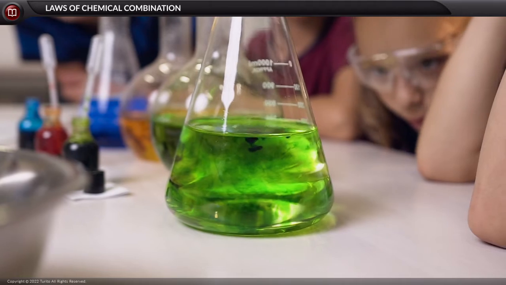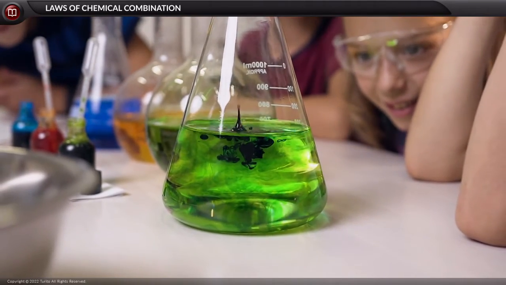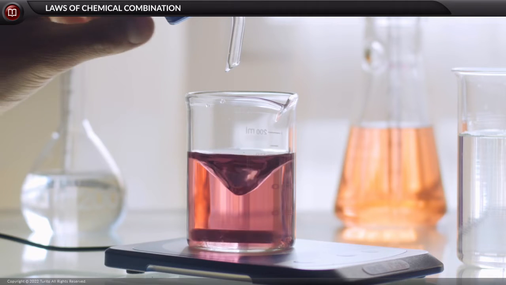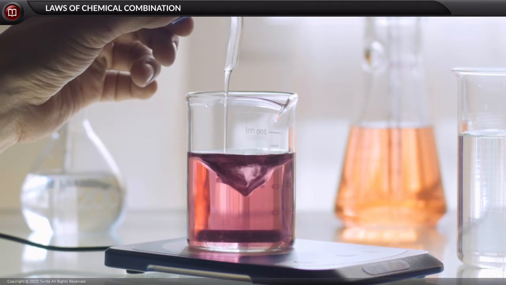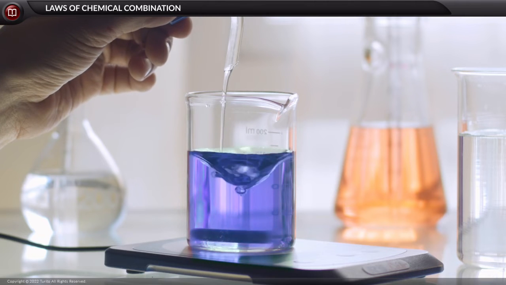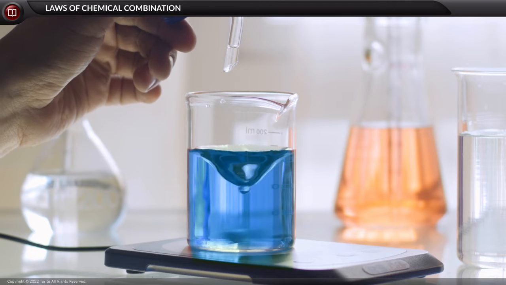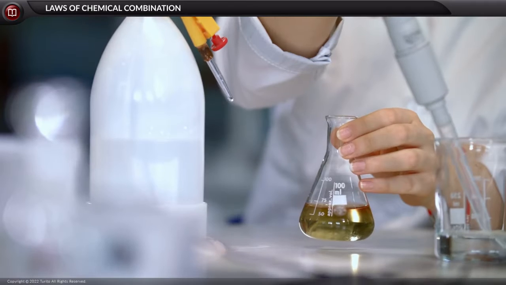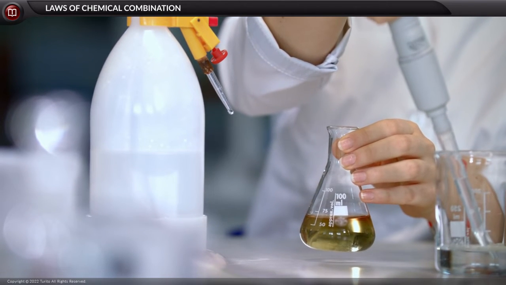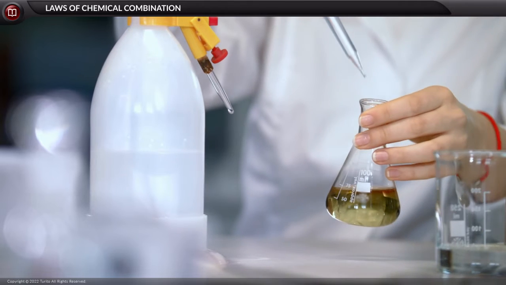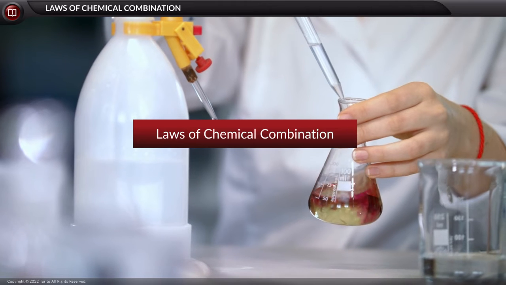Hello students. Today we will see one of the most basic topics of chemistry. As you already know, chemistry is the study of the transformation of matter from one form to the other. These transformations often occur because of the combination of two different types of matter. Certain basic rules govern the combination of different elements to form compounds. These rules are referred to as laws of chemical combination.